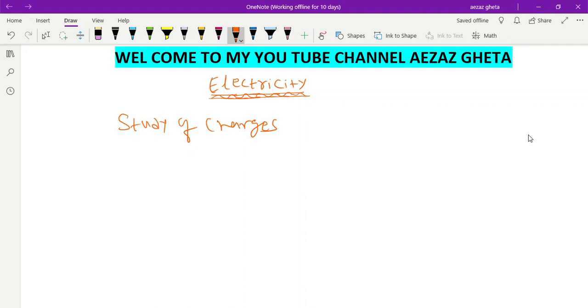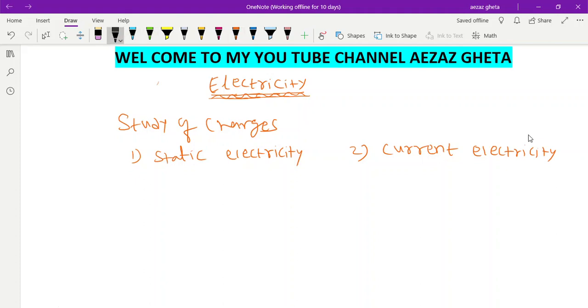There are two types of electricity. One is called static electricity, and the second type is current electricity. In static electricity, you are going to study about the charges which are at rest. And in current electricity, you are going to study about charges which are in motion.